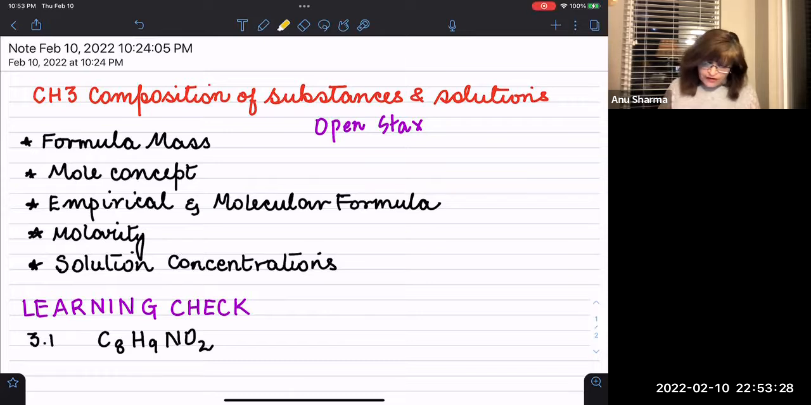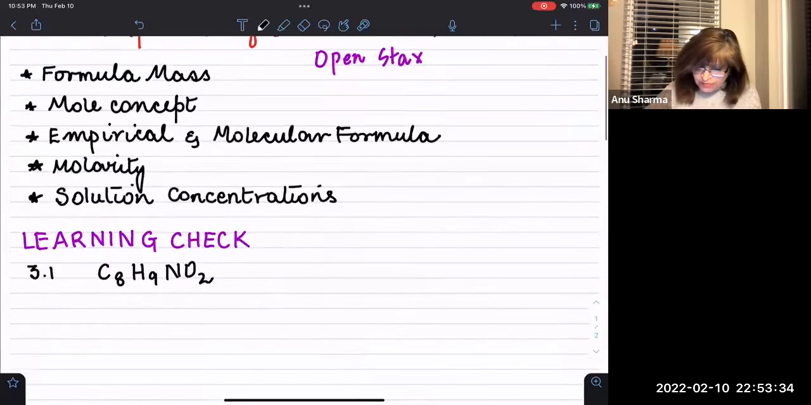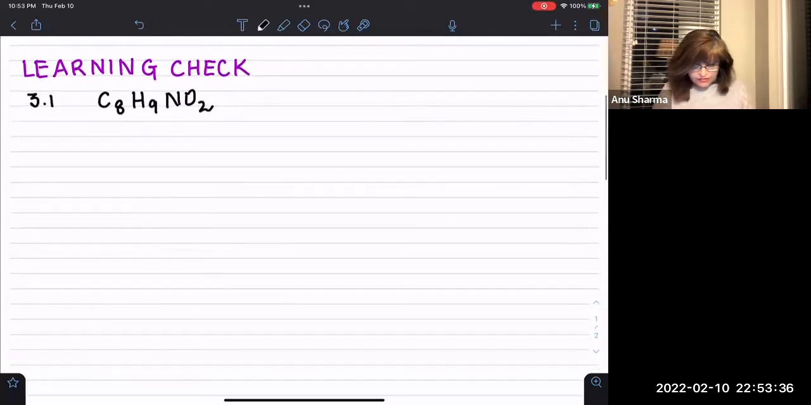So first of all, let's look at the learning check problems. In this video and the next one also, we will only be looking at the learning check problems. And we're looking at 3.1. Here we are given acetaminophen, which is C8H9NO2. This is a covalent compound, which is the active ingredient in several non-prescription medications, such as Tylenol. So the question is, what is the molecular mass in AMU?